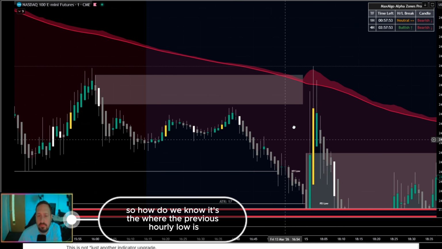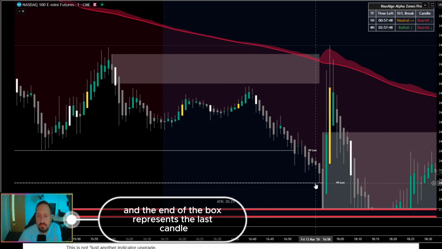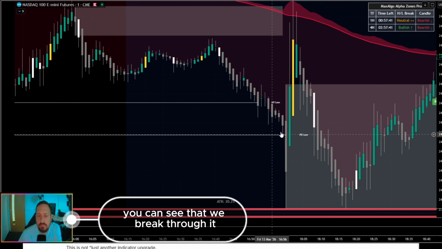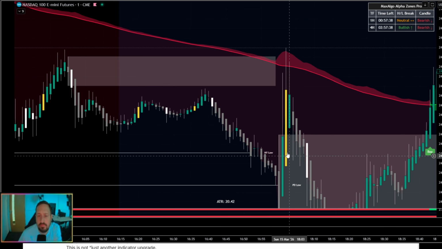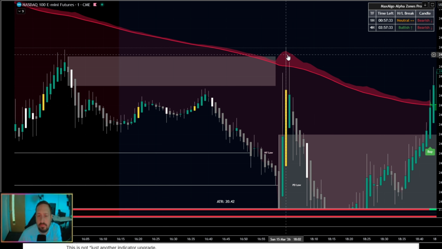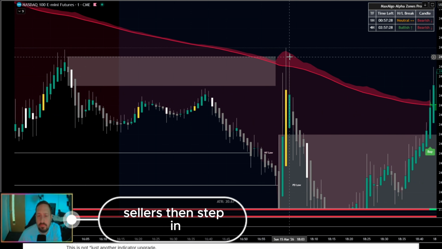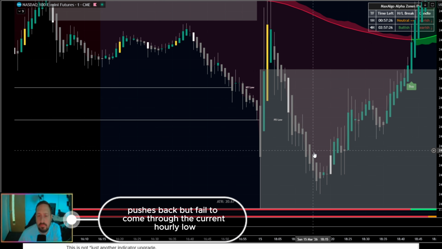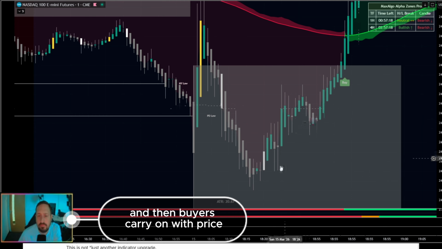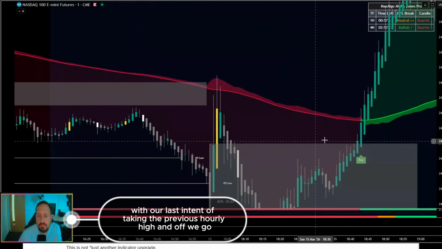So how do we know it's where the previous hourly low is? The start of the box represents the first candle and the end of the box represents the last candle. So this is the last candle and that is the low. You can see that we break through it. Buyers immediately step in, come all the way through, and we go through the previous hourly high. So our last thing that happened was we took the previous hourly high. Sellers then step in, push back, but fail to come through the current hourly low. And then buyers carry on with price, with our last intent of taking the previous hourly high, and off we go.